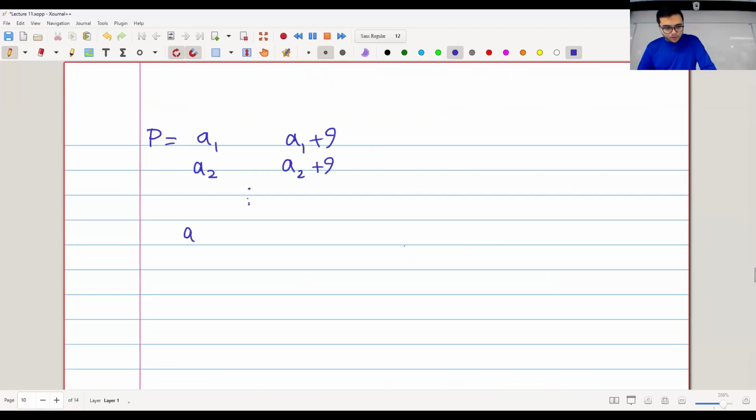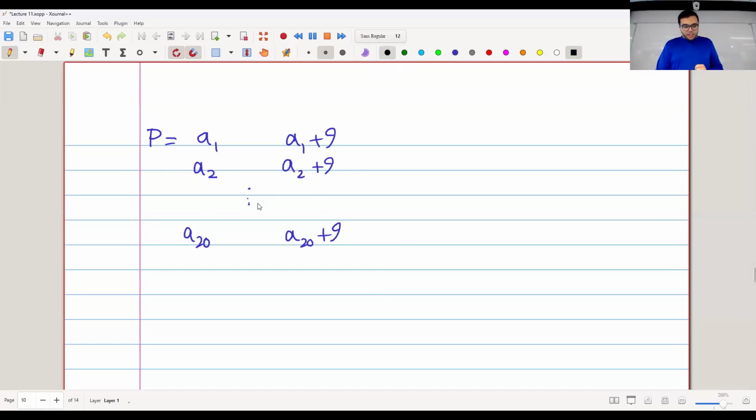So on, A20 plus 9. Okay. I'm just looking at these 40 numbers, right? I have these 40 numbers, which are basically my A1 to A20, and also the same numbers plus 9. What do I know about the range of these numbers?